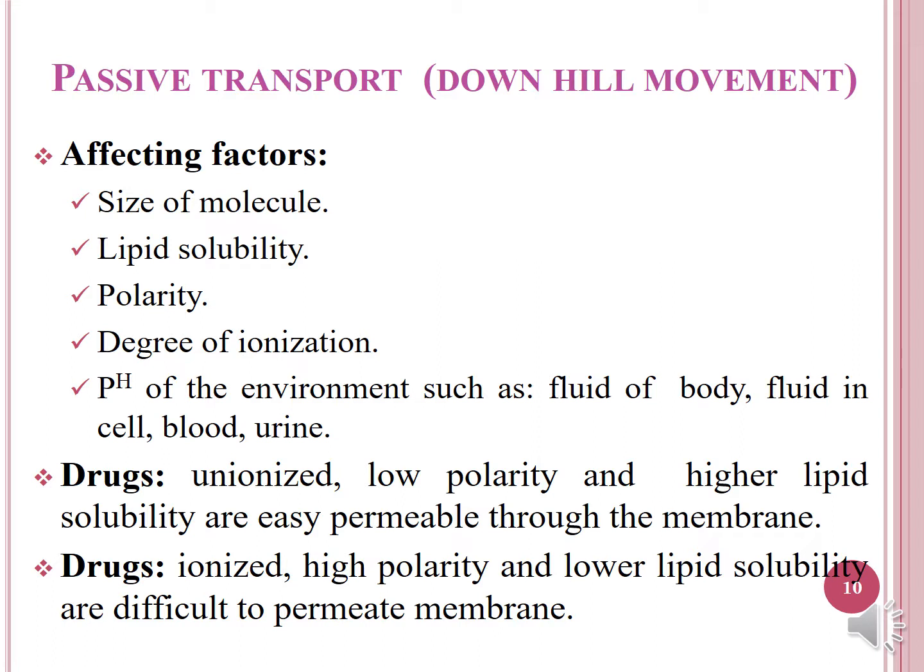And pH of the environment, such as fluid of the body, fluid in cells, blood, urine, sometimes these also determine, because weak acids get absorbed in an acidic environment, and the weak bases get absorbed in a basic environment. So, for example, aspirin gets absorbed in the gut, and weak bases are likely to be absorbed in the intestine. So drugs which are unionized, low polarity, high lipid solubility are easily permeable through the membrane. However, on the contrary, ionized, highly polar and low lipid soluble drugs are difficult to permeate the membrane.